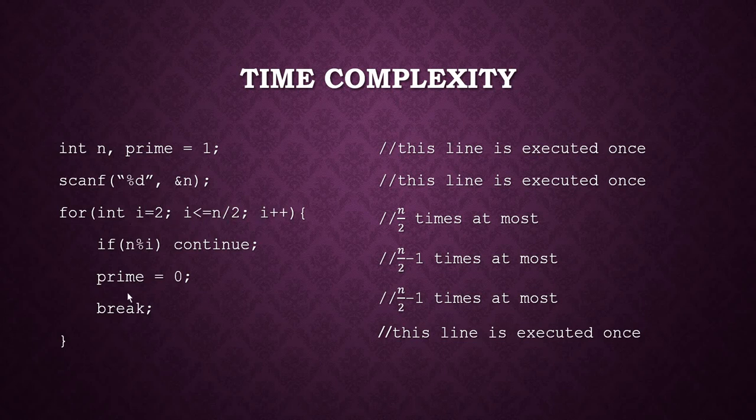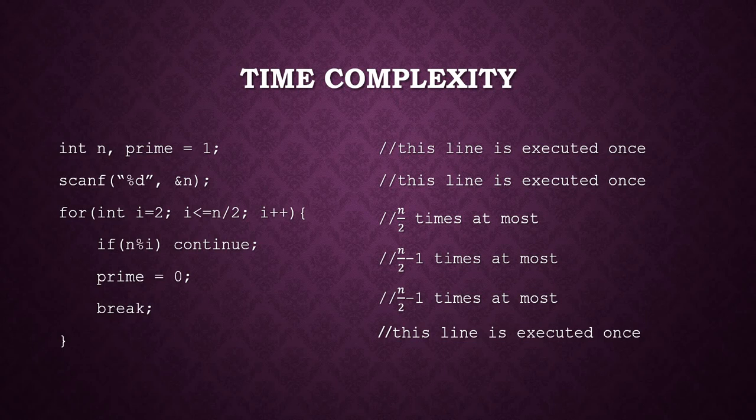Because even at the very end, before breaking, we have to check whether we want to break here or not, or whether this condition is true or not, and then we'll break, right? So it will be executed n by 2 times at most. Remember, it might break even before n by 2 times, right? But we are working with worst time complexity. That means the worst case scenario.